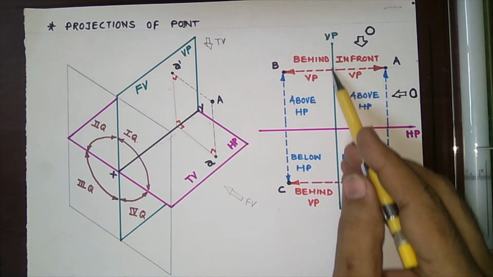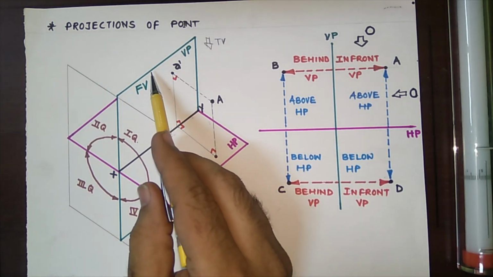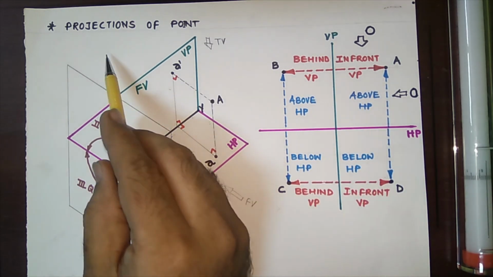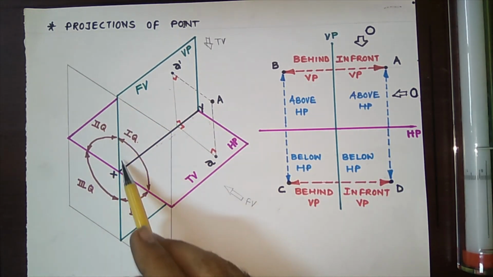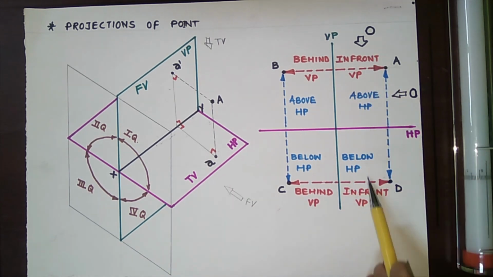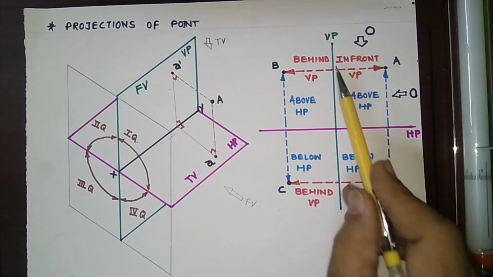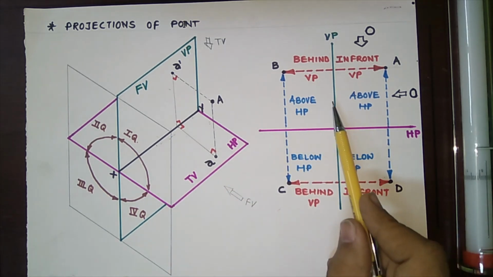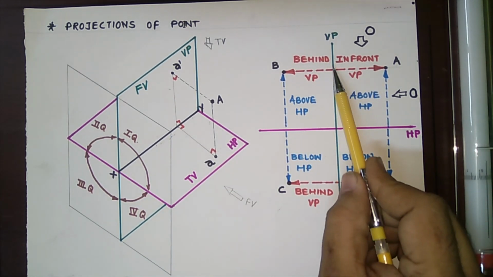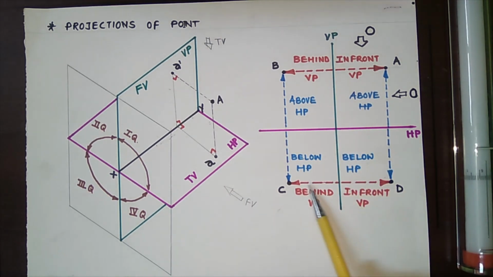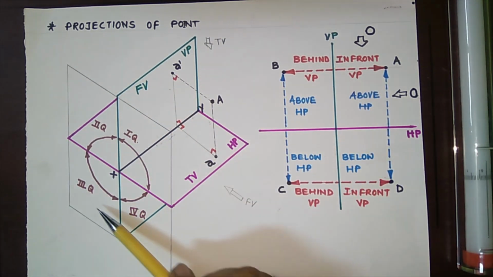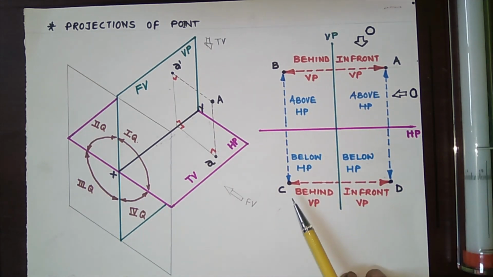Similarly, with respect to VP, if I talk, we will say that this area is called in front of VP. This is behind VP. So with respect to this line, the area that appears over here is in front of VP. So in first quadrant and fourth quadrant, the point is in front of VP. Similarly, in second quadrant and third quadrant, it is behind VP.